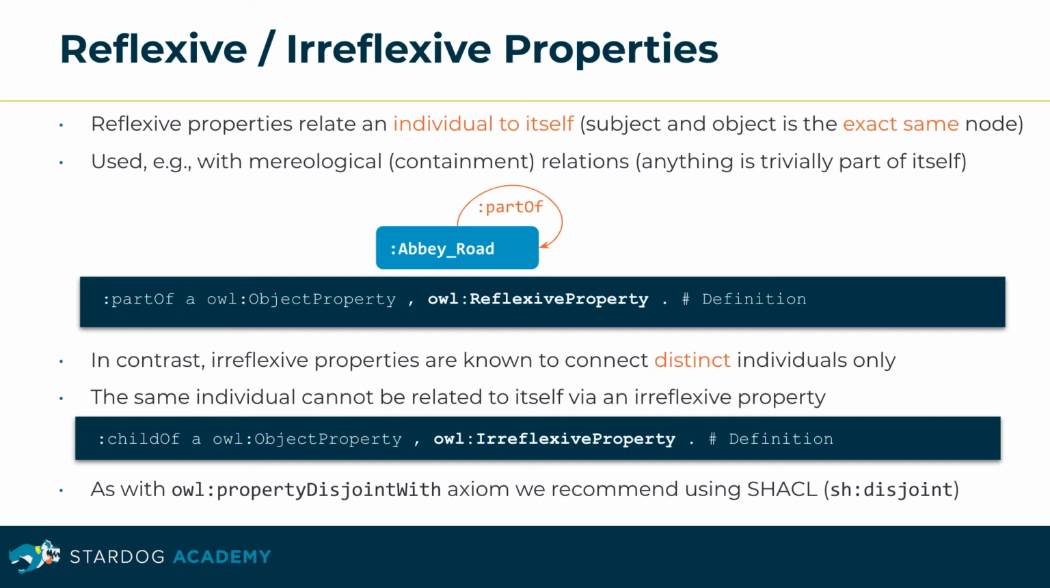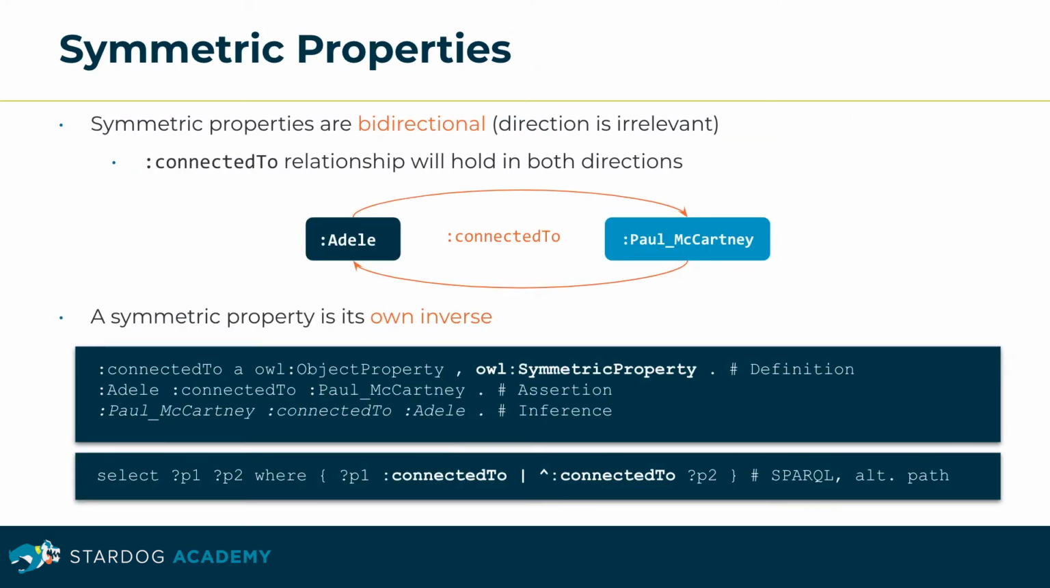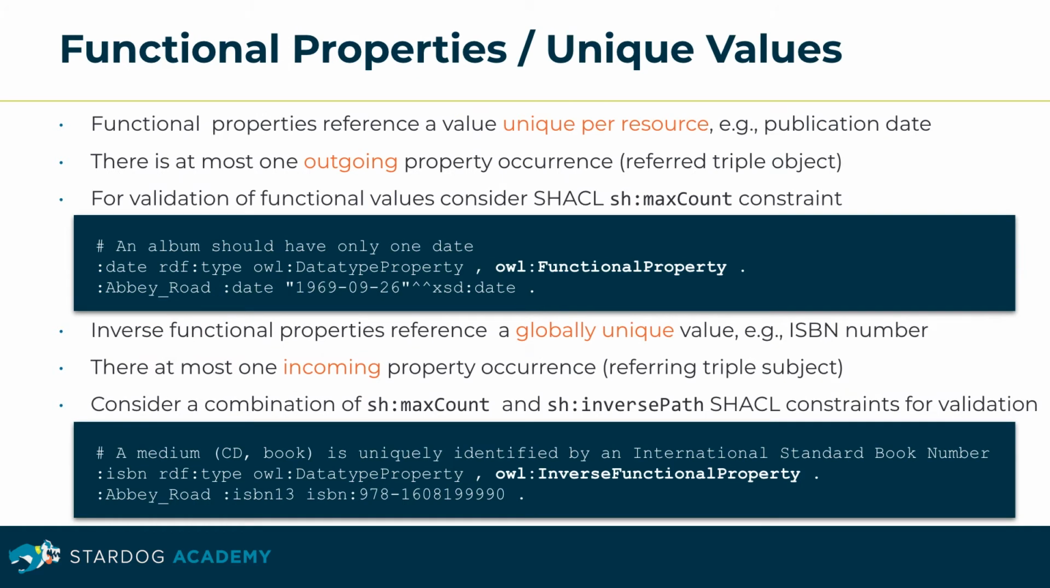Symmetric properties hold in both directions. I.e. the direction of symmetric properties is irrelevant. In the example, Adele is connected to Paul McCartney and vice versa. A symmetric property is its own inverse. It may be represented as a SPARQL alternative property path of the property and its inverse. Functional properties link a value that is unique for a particular resource, for example the publication date of an album.